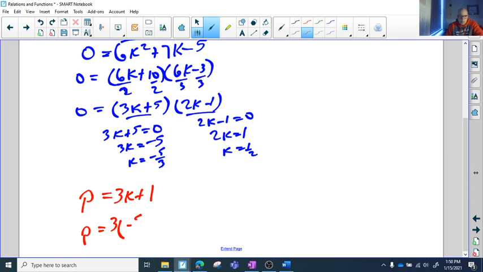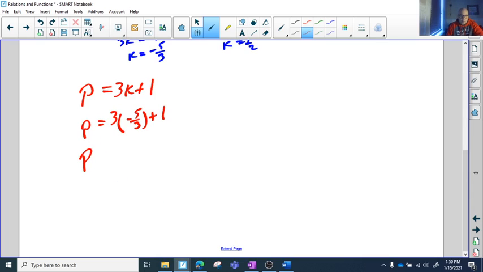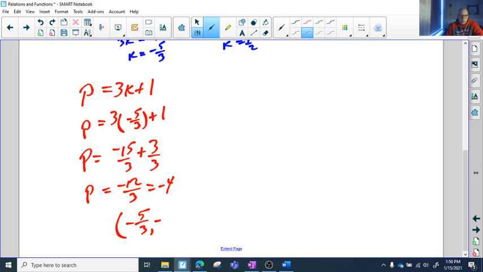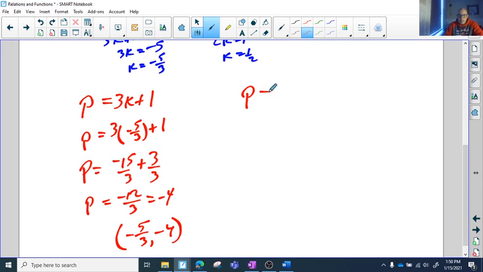So 3 times negative 5/3 plus 1 would give me negative 15 over 3. The number 1 is the same as 3 over 3. So in this case, I'd get negative 12 over 3, which is equal to negative 4. So this would be the ordered pair. Negative 5/3 would be the k value, and negative 4 would be the p value. Now we got to do the other one. So find p if k is equal to a half.